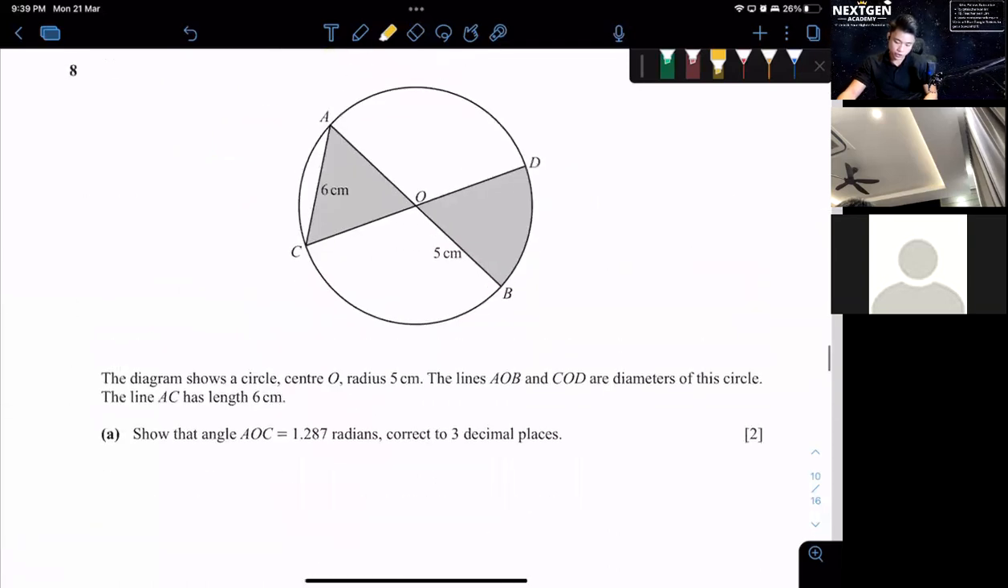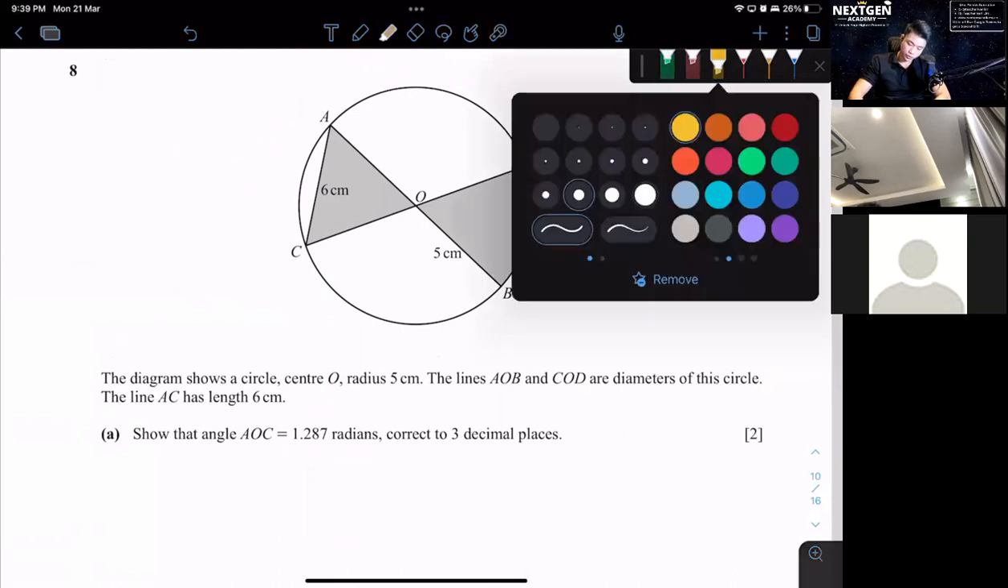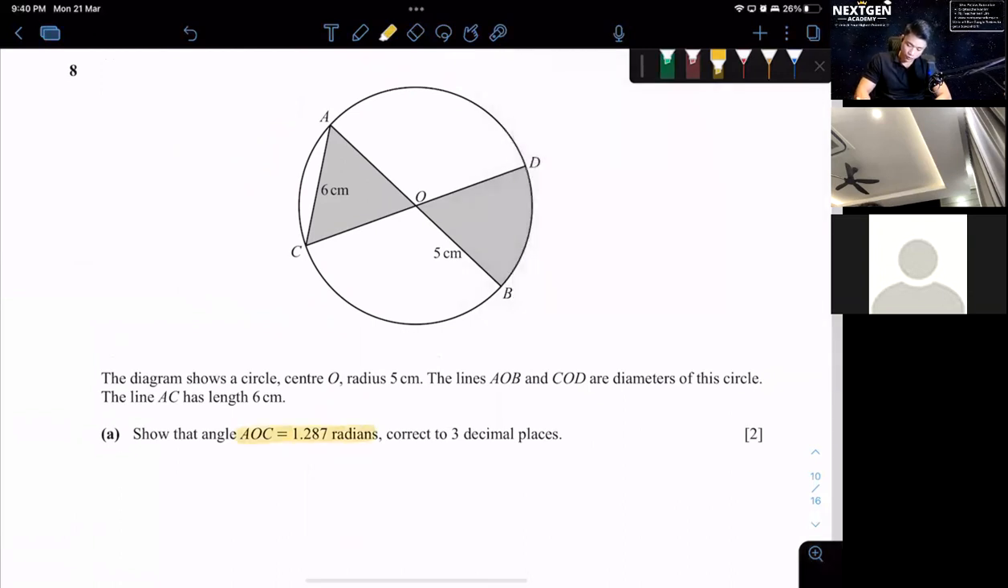Let's go. Question 8. The diagram shows a circle, center O, radius 5 cm. The lines AOB and COD are diameters of this circle. The line AC has length 6 cm. Show that angle AOC equals to 1.287 radians, correct to 3 dp. Okay, AOC, let's see where's AOC. AOC is over here. We want to find what is this angle.